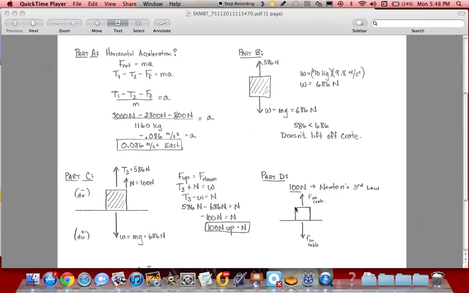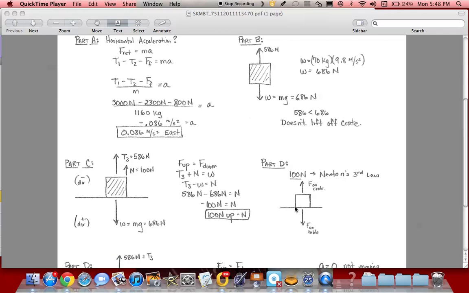Now part C, it's asking you to find how much force the box is exerting on the crate and the crate exerting on the box. Which should be the same thing. Because it's not moving, it's balanced, which means there are the same number of forces up as down. So you know that you didn't pull up with enough tension to pick the box up.